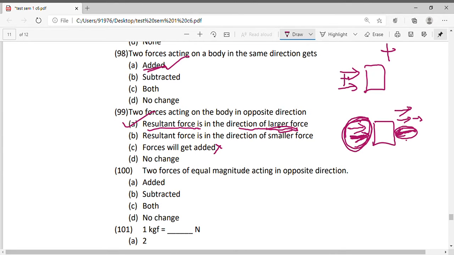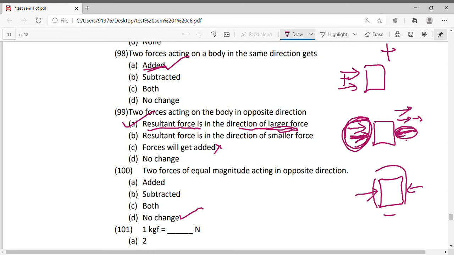Two forces of equal magnitude acting in opposite direction. Now over here, a box is there and two people with the same strength are pushing it from both sides. In that case, will the force get added up? No, it will get subtracted? No. So in this case, either added or subtracted, nothing will happen. Since the forces have been applied equally, there will be no change. The body will remain stationary over there.